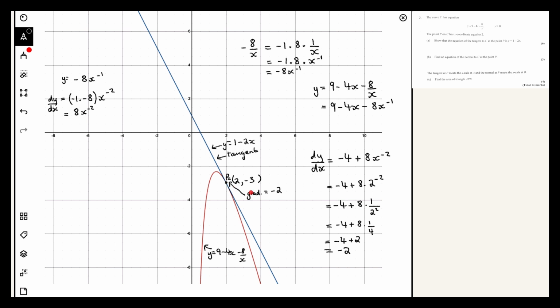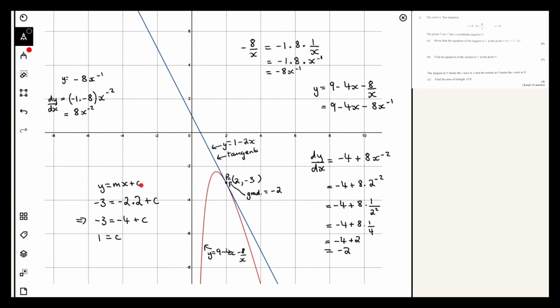Well, that helps us a lot because we know that this tangent is in the form of y equals mx plus c. And we know that at this point, y equals minus 3, m, our gradient, is minus 2, and x is 2. So we can work out what c is. We'd end up with minus 3 equals minus 4 plus c. If I add 4 to both sides, I get c equals 1.